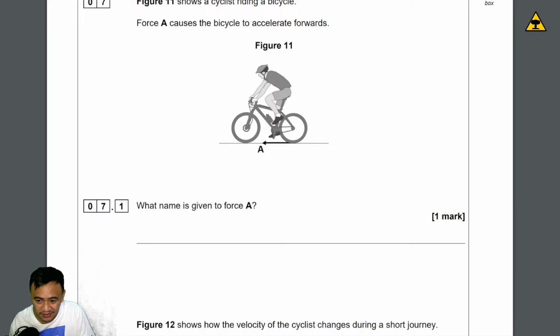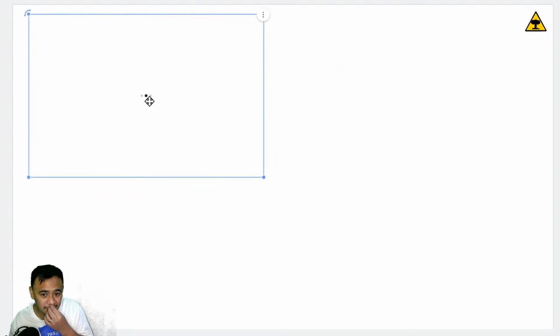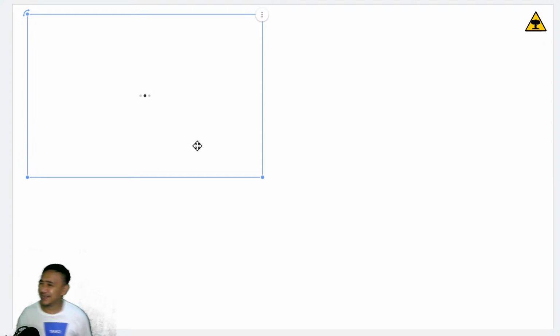Friction. How do you know it's friction? I know it's tricky. Are you being sarcastic when you said tricky? Well, a bit, because a lot of students are not actually aware that it is friction.